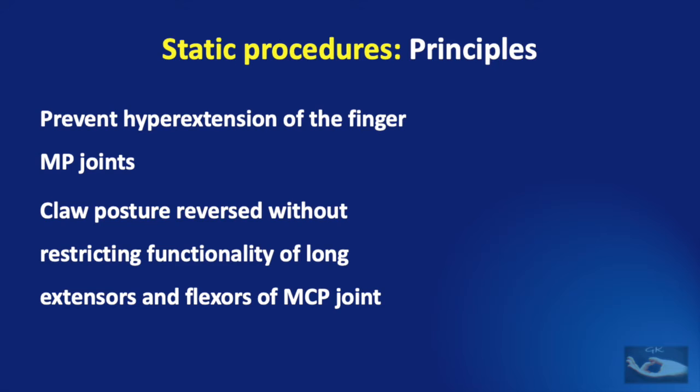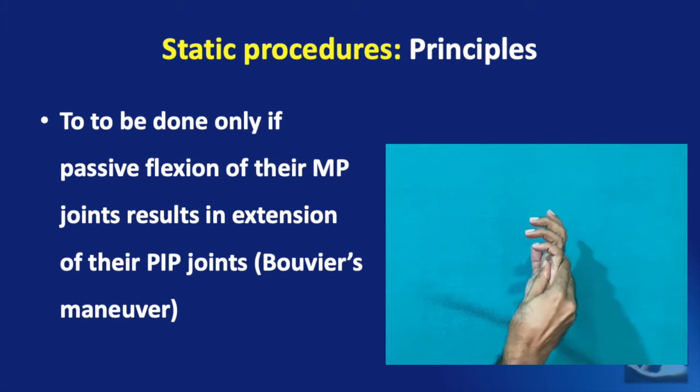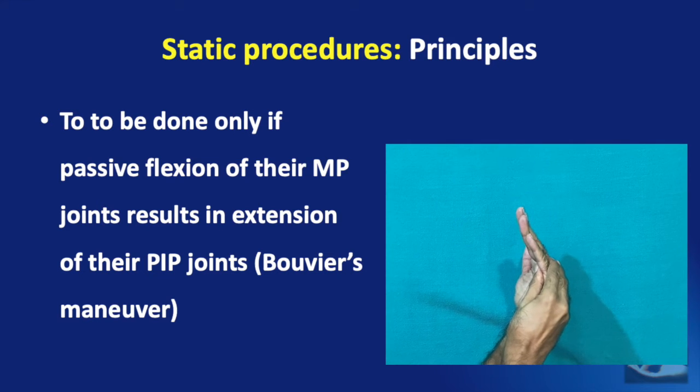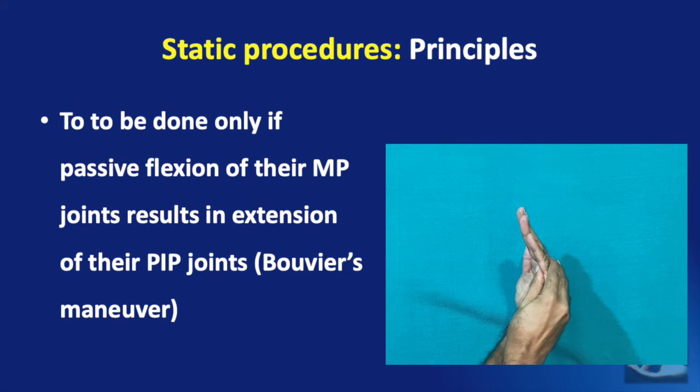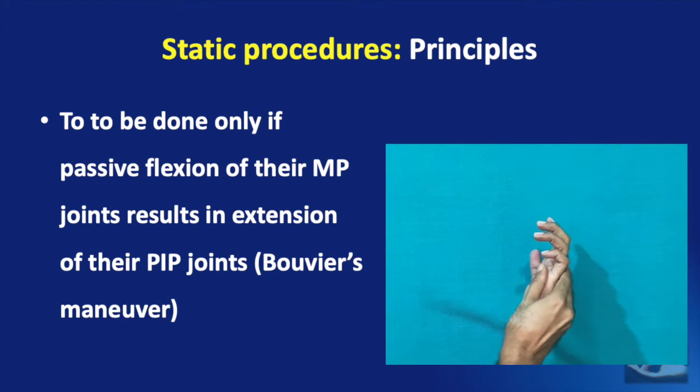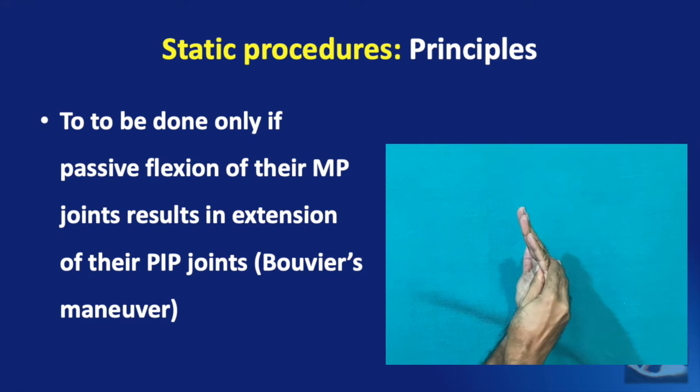So in static procedures, the claw posture is reversed without restricting the functionality of the long extensors and flexors of the metacarpophalangeal joint. So flexion of the metacarpophalangeal joint will be possible, but extension will be blocked up to 20 degrees. So obviously, the static procedures can be done only if the passive flexion of the metacarpophalangeal joints or stabilization of these joints results in extension of the proximal interphalangeal joints, that is, Bouvier's maneuver positive.